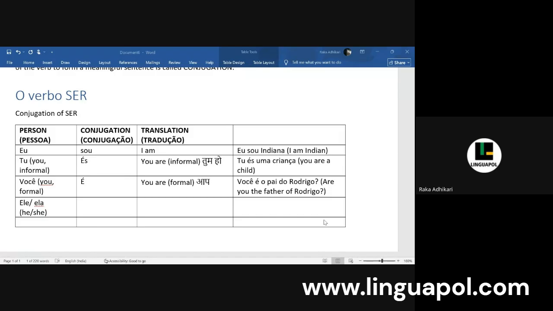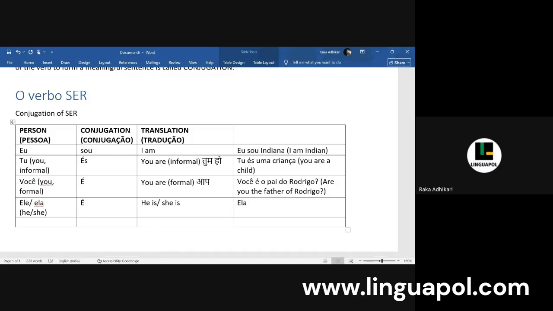Now, these are the words for he or she. Now we are coming to third person. Okay. So he, we say ele or el, and for she, we say ela. Ela remains the same both in Brazilian and European. For this also, we use the same conjugation, that is é. This is pronounced as é. For example, okay, it means he is or she is.